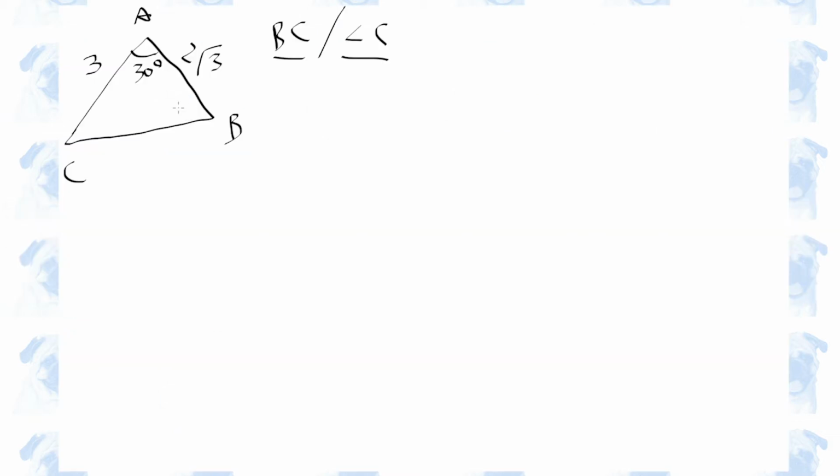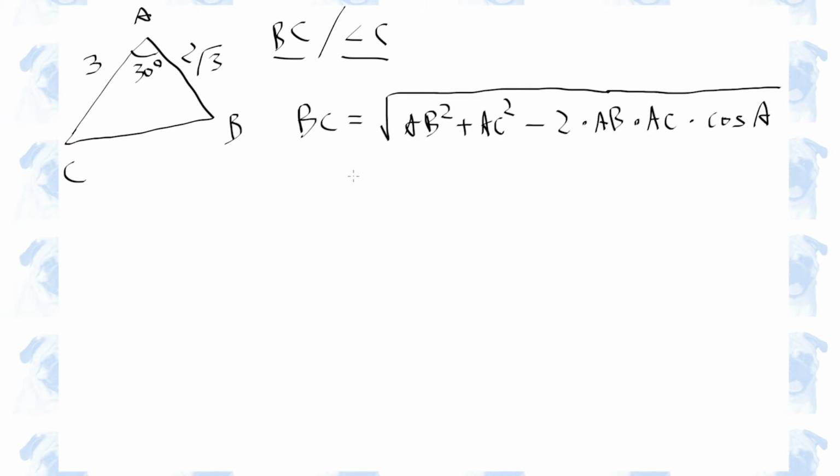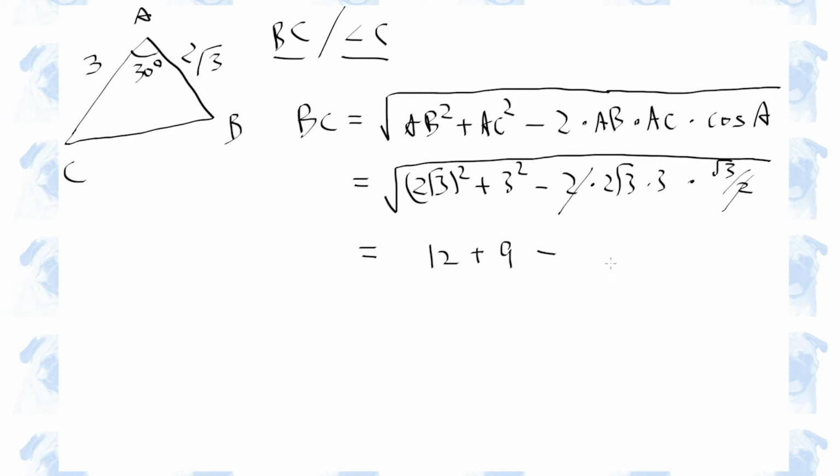And because we know the lengths of two sides of a triangle and the angle between the two sides, we can use the cosine rule to determine the length of BC. So let's plug in the values. And what is cosine of 30 degrees? So the length of BC is root 3.